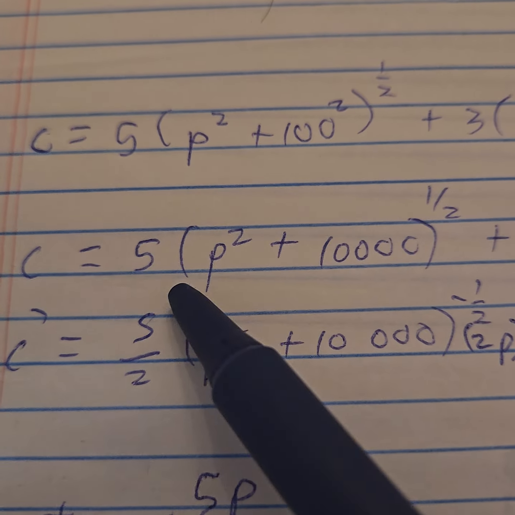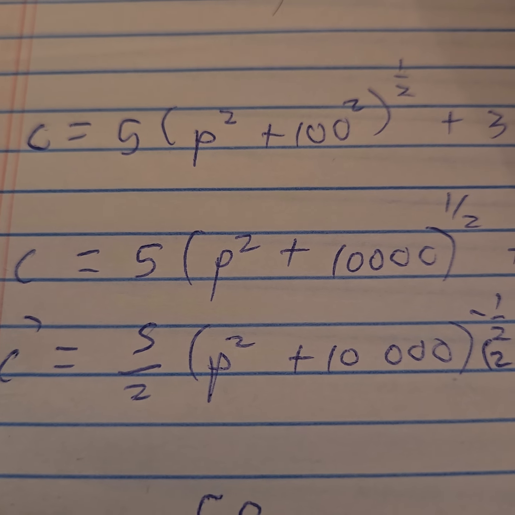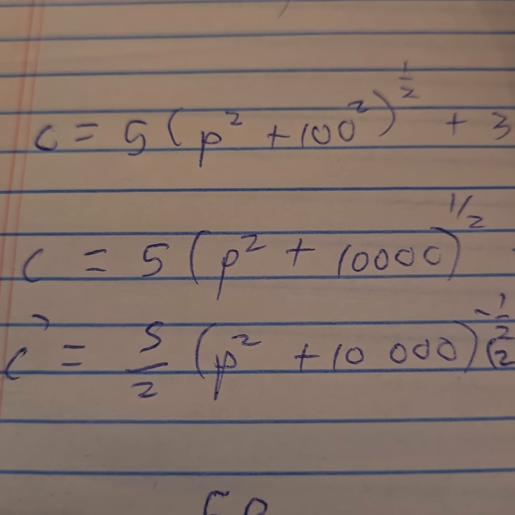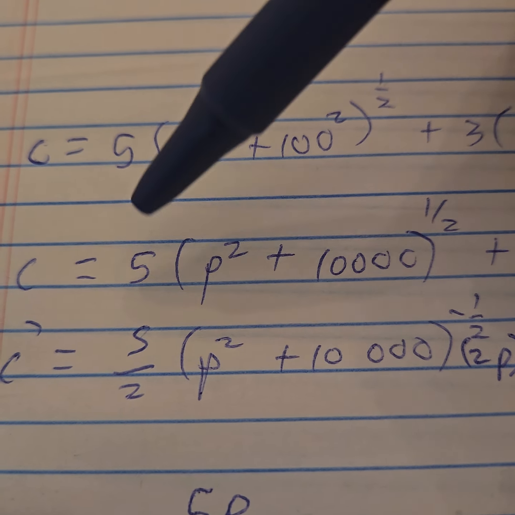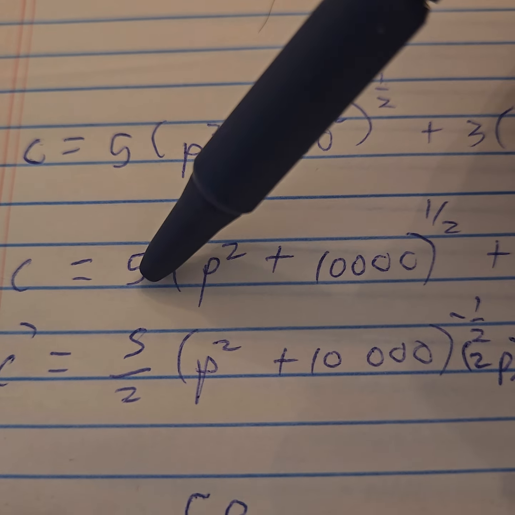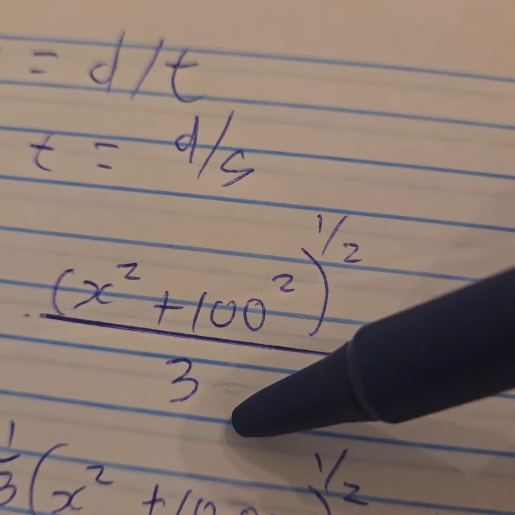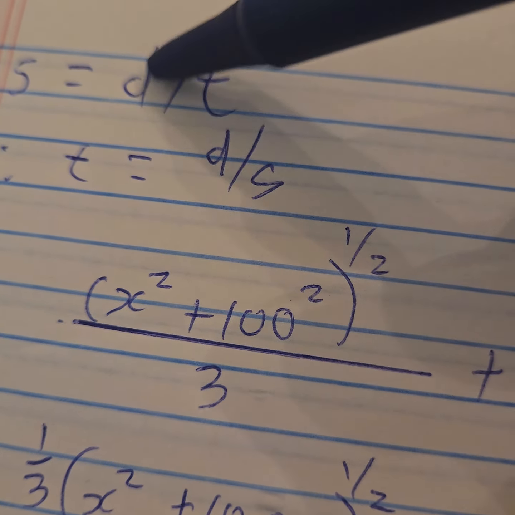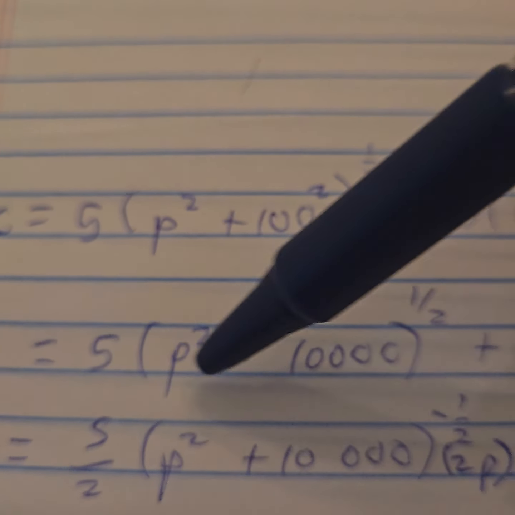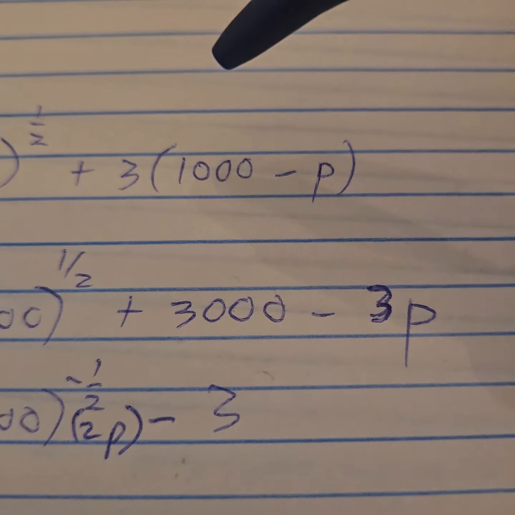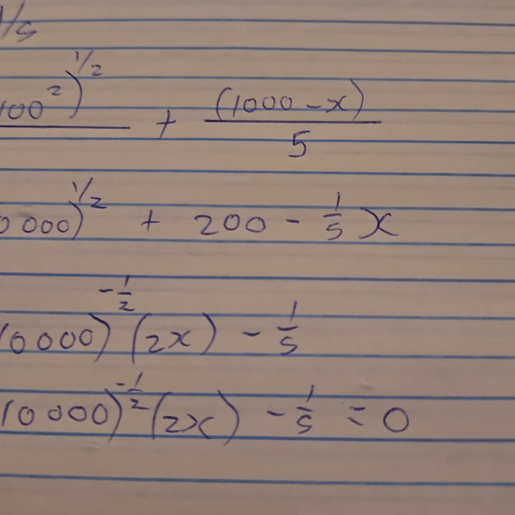The cost. You see in the other question we divided? Here I'm going to multiply because the cost is distance times cost per meter. That's the distance in the water, $5 per meter, so it's 5 multiplied. So I'm showing how in this question we multiplied by that number, and in that question we divided by the number, because speed is distance over time and cost is distance times cost per meter, and plus 3 times 1,000 minus P. It's $3 for that distance. And now I've set up the equations for both.